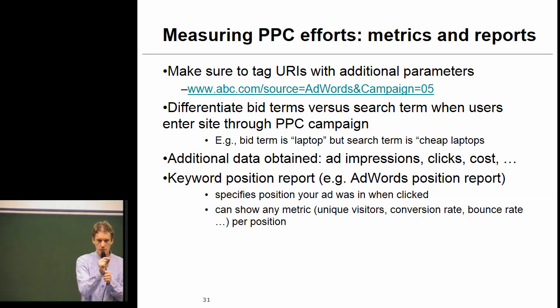So we're going to track www.google and then add the parameter, like source is AdWords and campaign is campaign number 5. That will allow me to differentiate the incoming traffic from Google and see whether it comes in through search engine optimization in a spontaneous way or whether it comes in through a Google AdWords campaign.